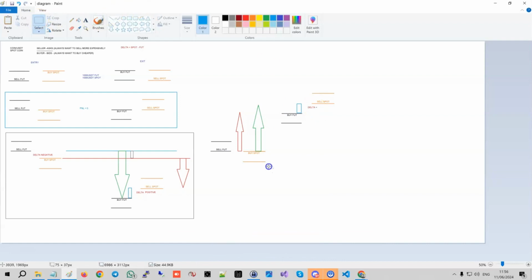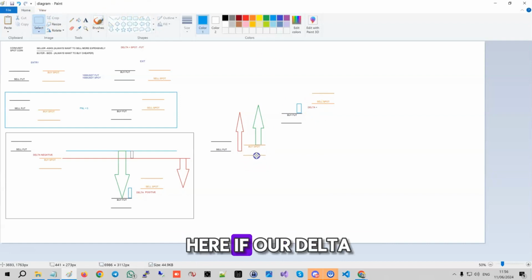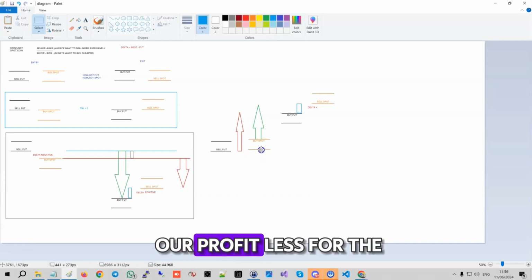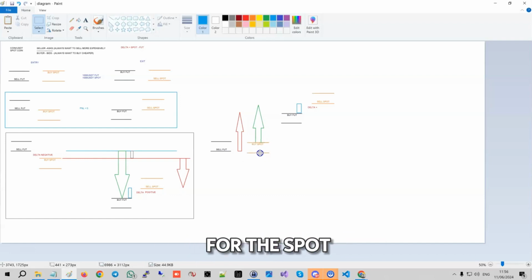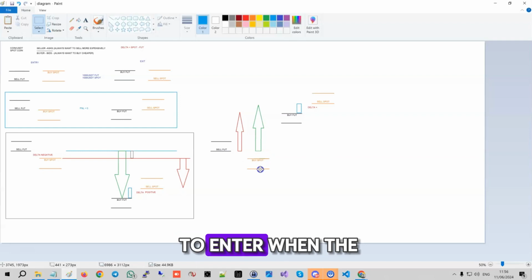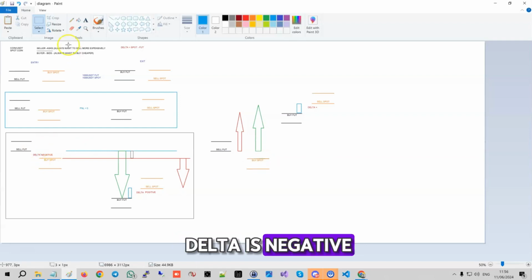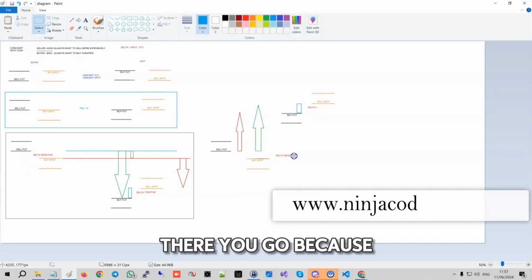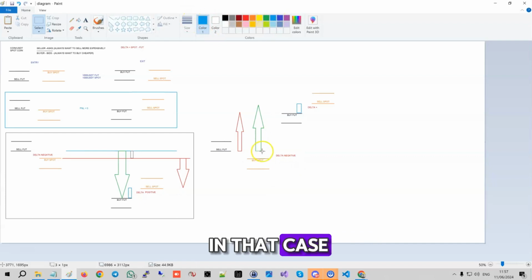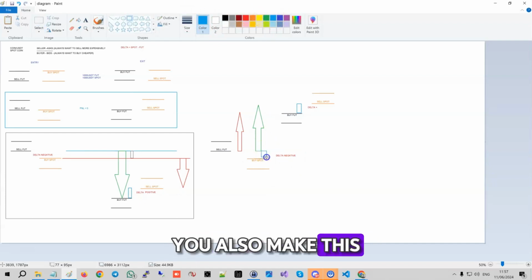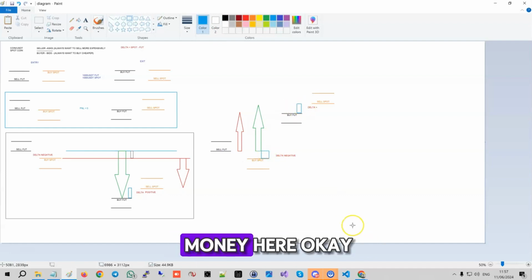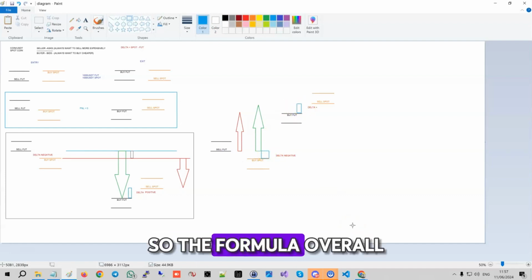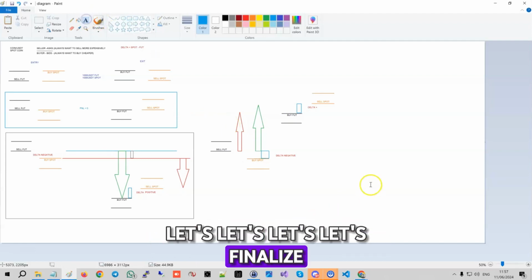And again, if we enter and our delta is positive, it's a bad thing for us, because that's going to make our profit less for the spot. So again, it's best to enter when the delta is negative upon entry. There you go. Because in that case, you also make this money here plus this money here. So the formula overall is spot minus future. Let's finalize.